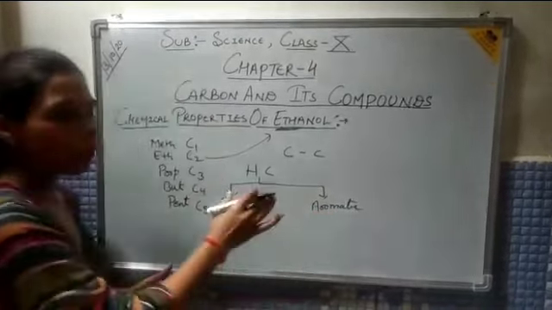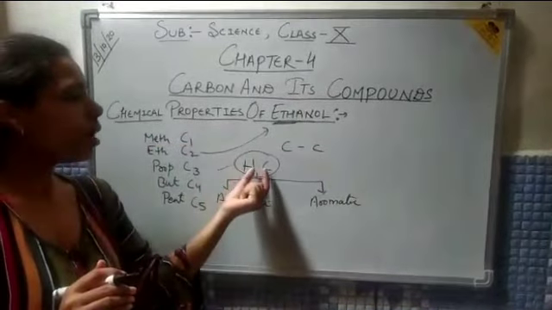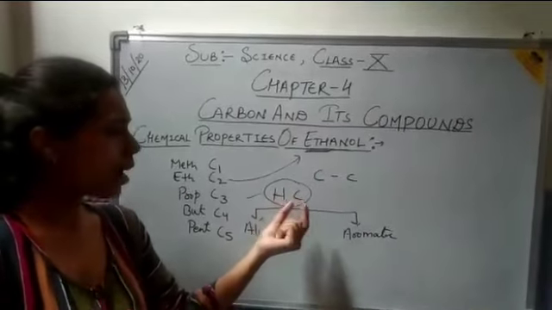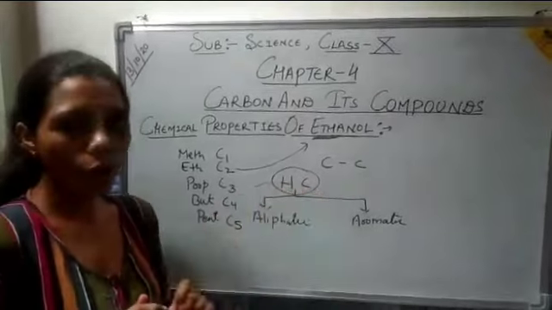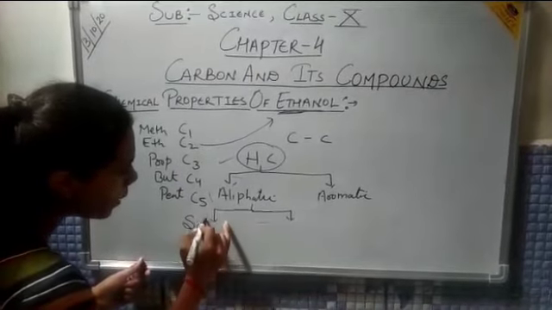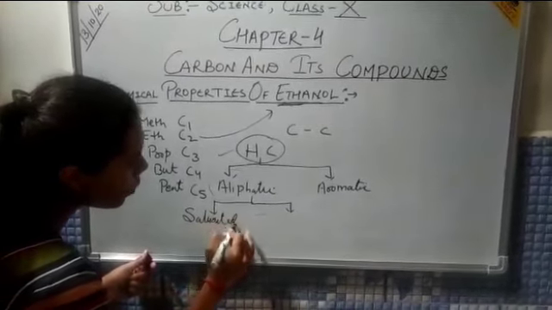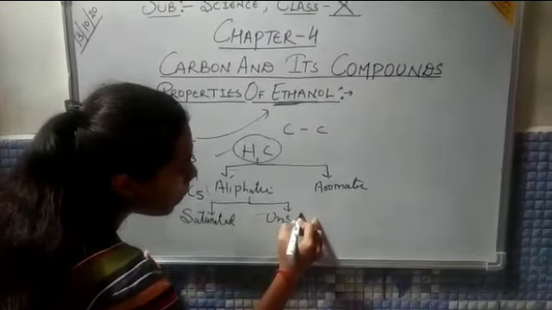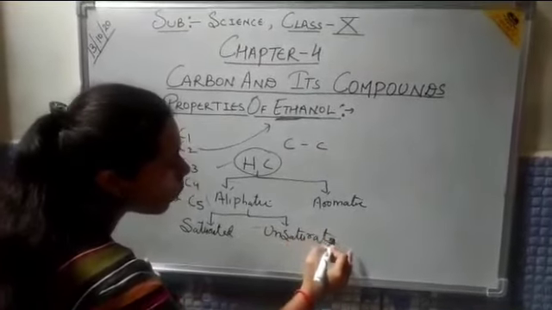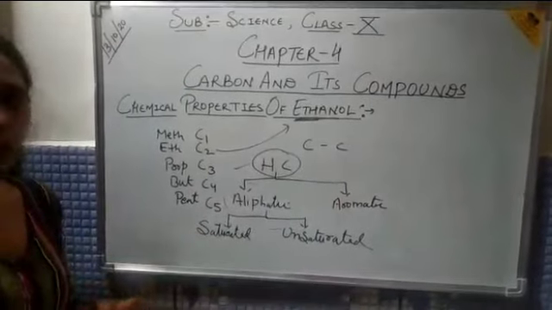Hydrocarbons, what are hydrocarbons? Hydrocarbons are the organic compounds which are made up of a combination of hydrogen and carbon. Because we are studying carbon and its compounds, here we have studied that the organic compounds made from the combination of hydrogen and carbon are called hydrocarbons. And hydrocarbons are divided into two categories, that is aliphatic hydrocarbons and aromatic hydrocarbons. Aliphatic hydrocarbons we can further divide into two parts, that is saturated hydrocarbons and unsaturated hydrocarbons.